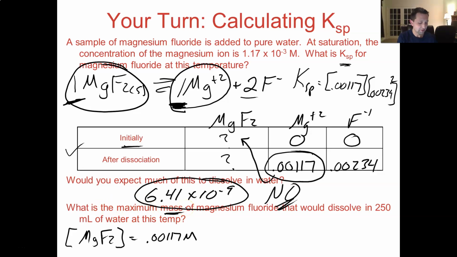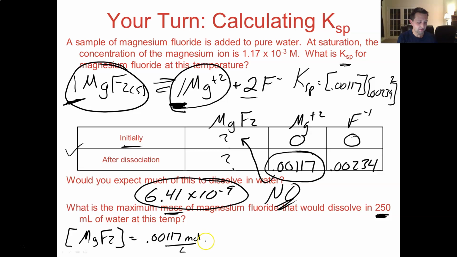So let me redo the unit here. 0.00117 molar is 0.00117 moles per liter, right? Take a second to wrap this up. Convert that into moles of magnesium fluoride because you have a 250 milliliter solution. So use your molarity calculations to get the number of moles. Then convert moles into grams. Let's see what we end up with.